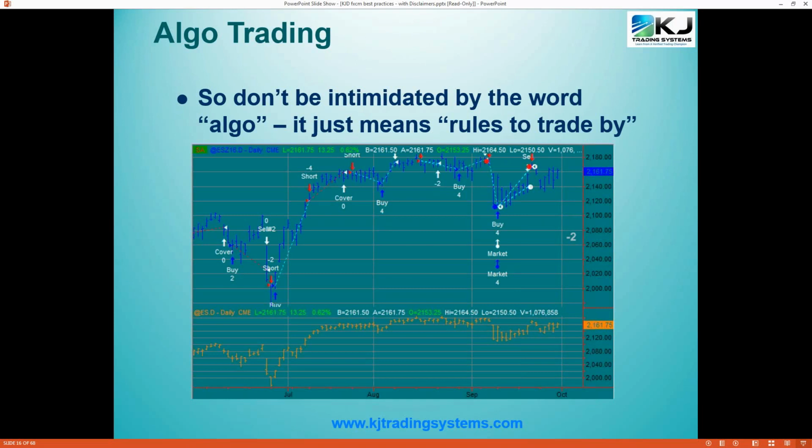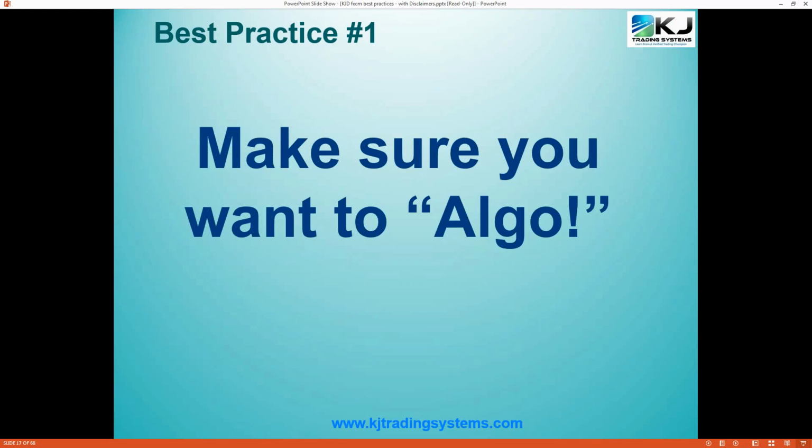Now, the nice thing about algo trading is if you set it up, the computer will follow the rules and you don't have that variation. So there's some benefits to it, and we'll get to those in a minute. All right, so the first best practice, and I'm going to give you a bunch of these.